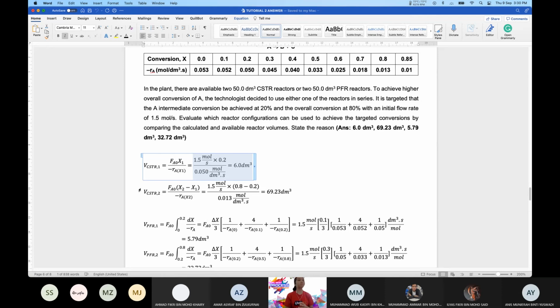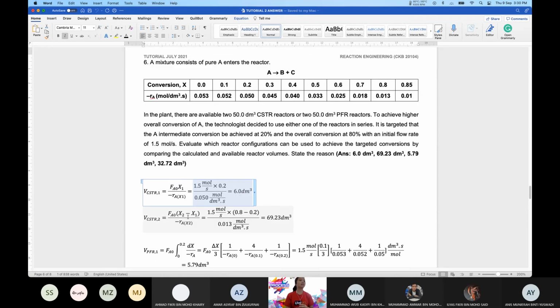So the second CSTR volume equals FA0 X2 minus X1 over minus RA at X2. So FA0 is 1.5 mole per second, X2 is 0.8, X1 is 0.2. I sometimes worry students get confused. The minus RA in the denominator must be at X2, because in the equation there is X2 minus X1. You might be confused whether to look at minus RA of X1 or X2. For the second reactor it must be the minus RA value at X2. So when my X2 is 0.8, minus RA is 0.013. So you calculate, and you get the volume 69.23.